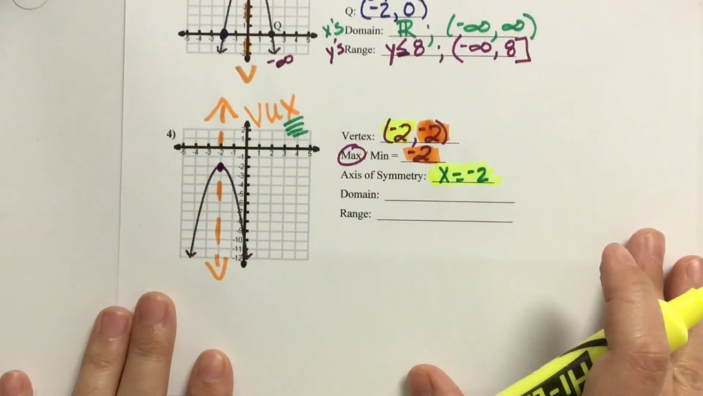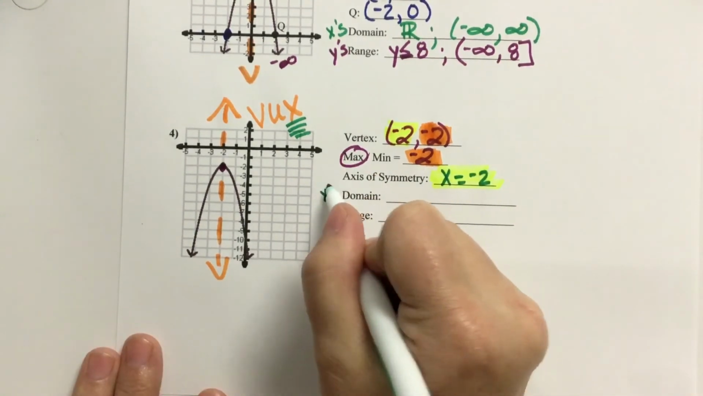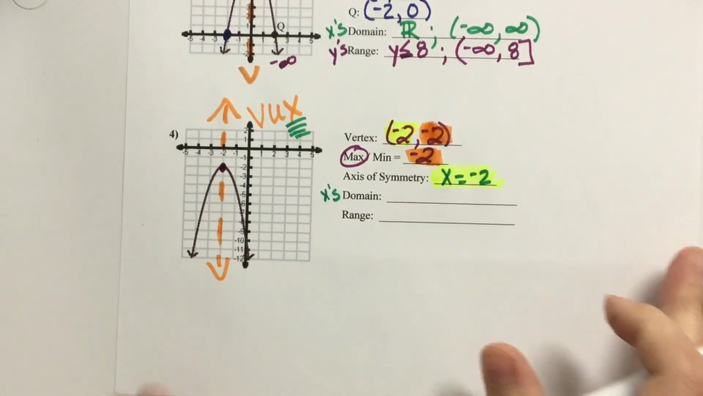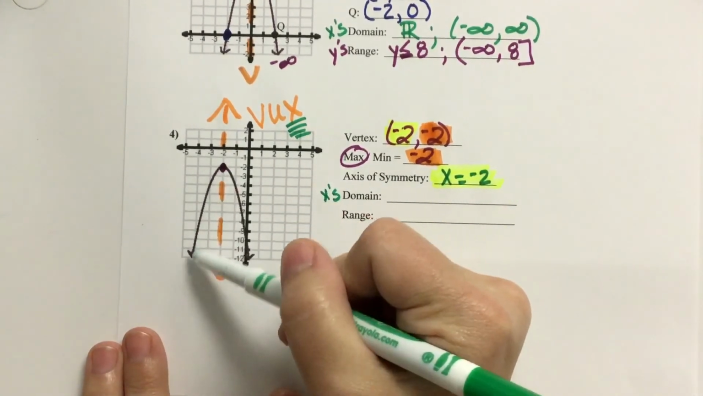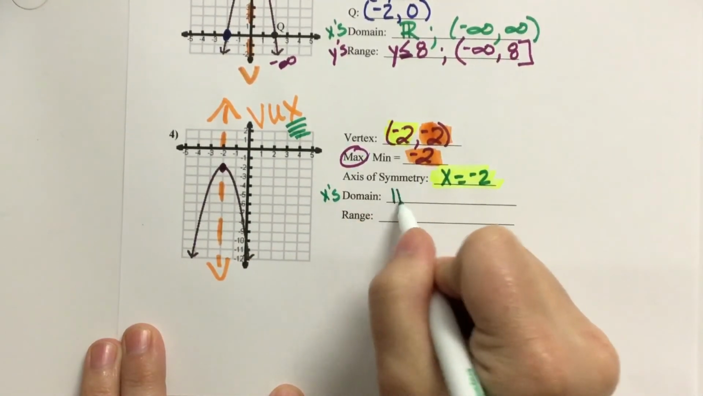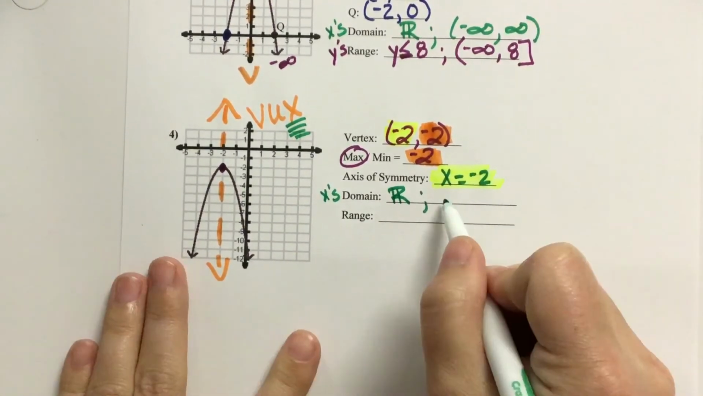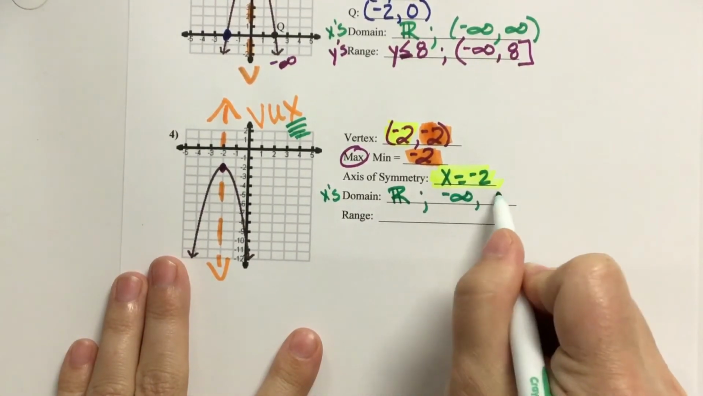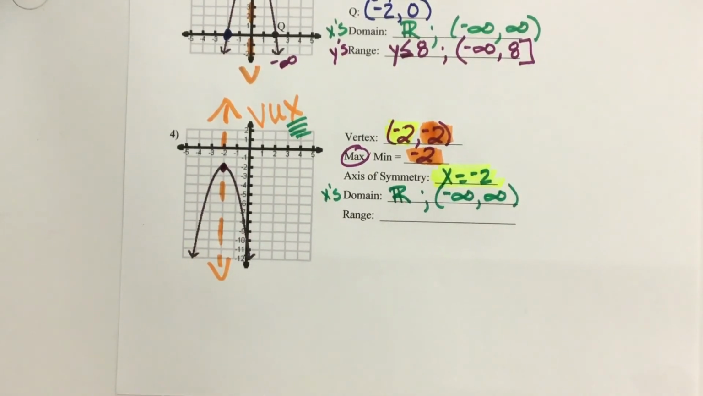Okay, so now let's talk domain and range. So domain are x's, so remember you're looking left and right. What do you think it is? All real numbers. You go forever to the left, forever to the right. And the other way of writing that? Negative infinity, comma, positive infinity. And infinities always have parentheses. Okay, now how about the range?